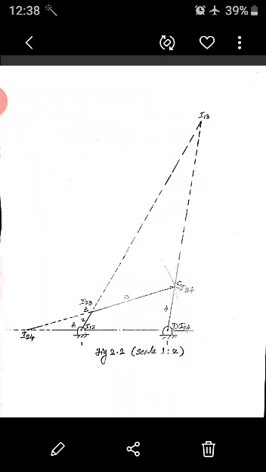So how to get I24? Extend the line joining I12 and I14. One line. One more line, I23 and I34 should be extended. When you extend these two lines, you will get I24. So all the 6 instantaneous centers are very clearly available in figure 2.2. Is it clear now? First find the instantaneous centers. Then you can go for the calculation.